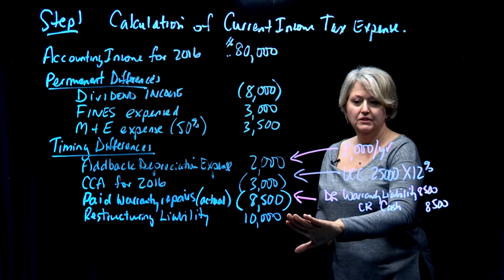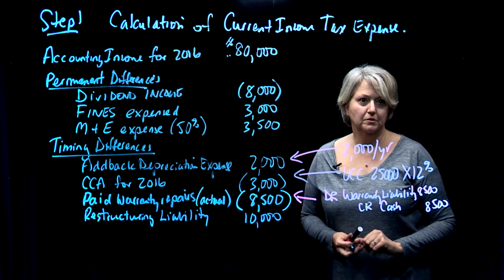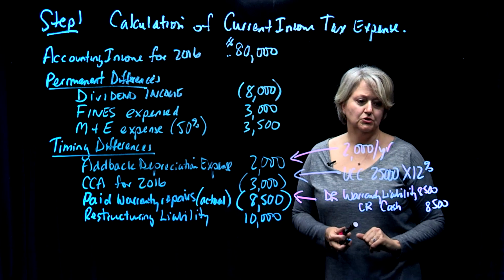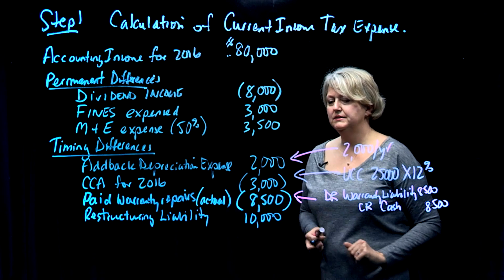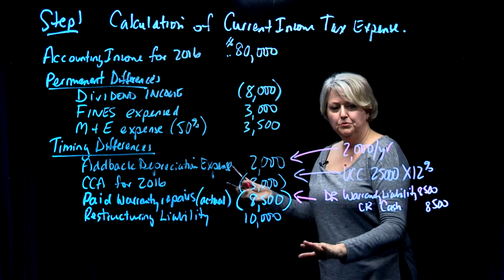So we're going to add it back this year, and then in the future years, next year or whenever we do get around to restructuring the plant, then we'll deduct what we actually spent. So it's very similar to this warranty situation. So we'll add back this expense we've expensed for accounting for now, but in future years we're going to deduct it.